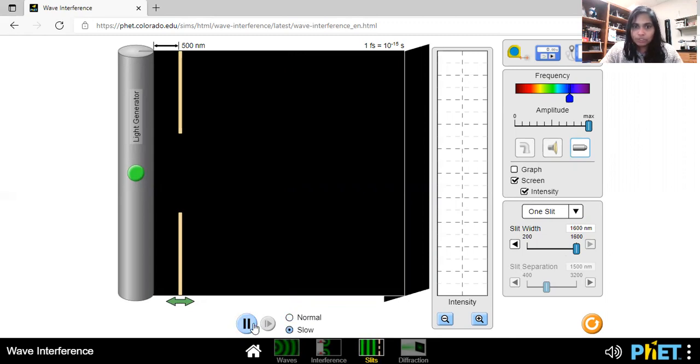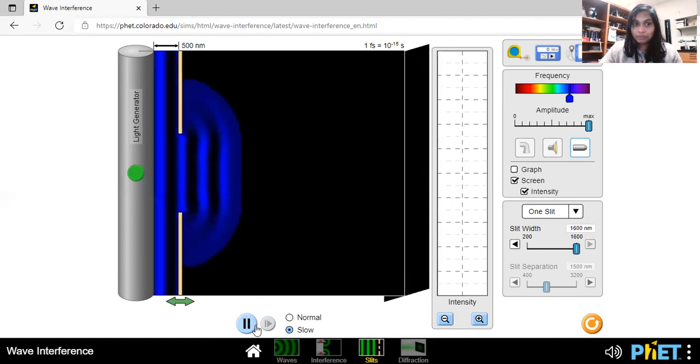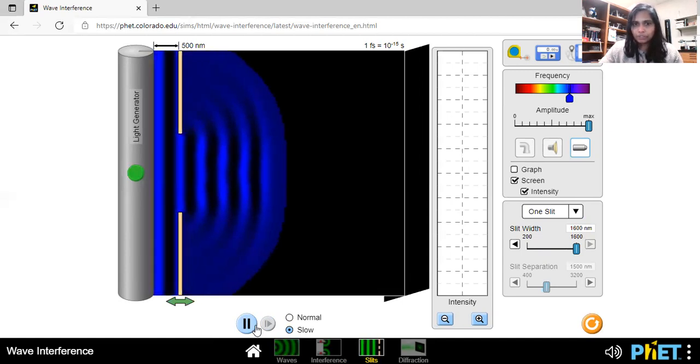So I go with the slow motion, and then now if I play it, the light needs to go. So I just switch on the light. First, I will pause this one, and then I switch on the light, and then we'll let it go. So I switch it on and run the simulator. Now blue light passes through the single slit and it's reaching the screen.